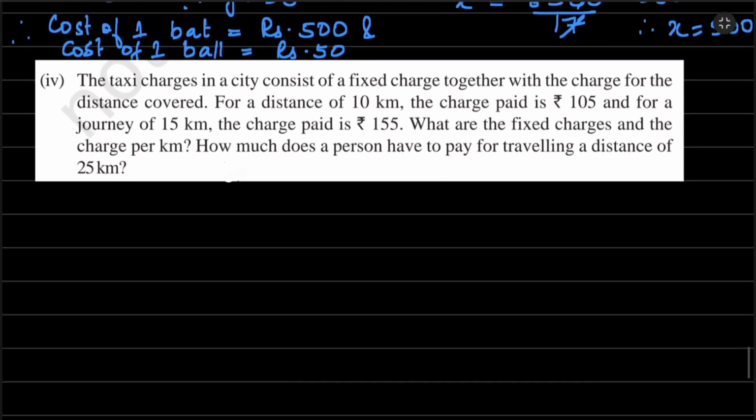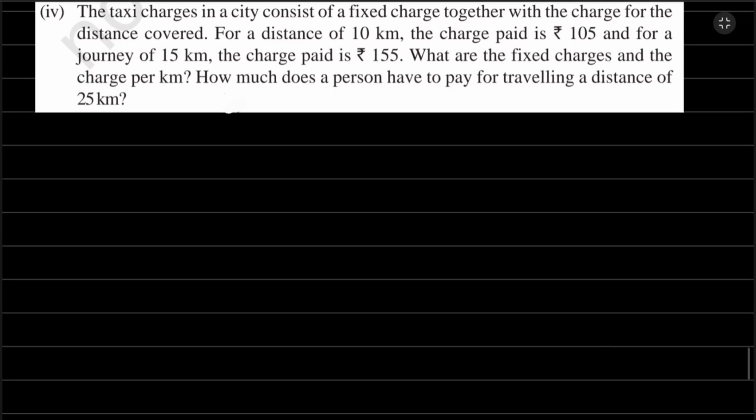Okay. Now moving on to the next question. The taxi charge is a very good question, very important question. The taxi charges in a city consist of a fixed charge together with the charge for the distance covered. For a distance of 10 kilometers, the charge paid is 105, and for a journey of 15 kilometers, the charge paid is rupees 155. What are the fixed charges and the charge per kilometer?